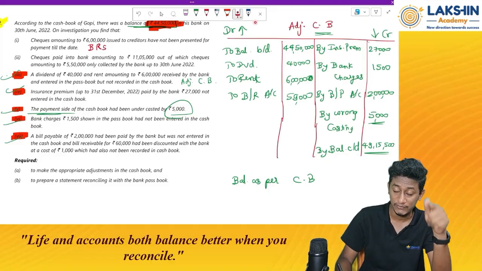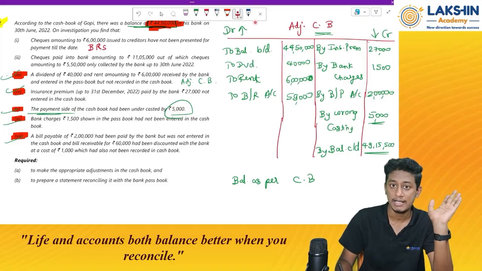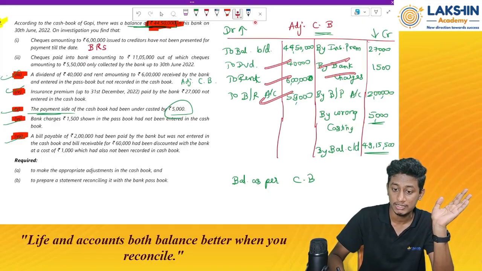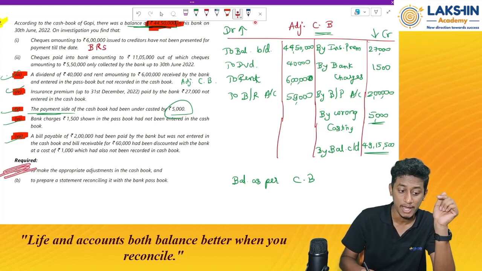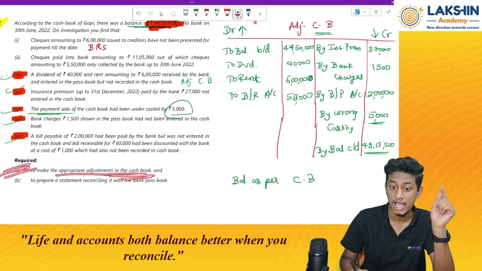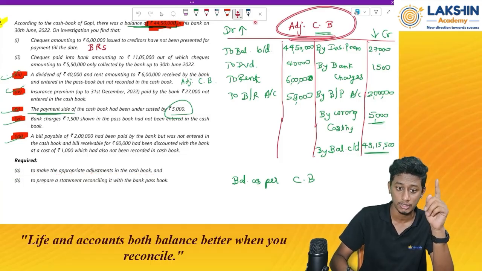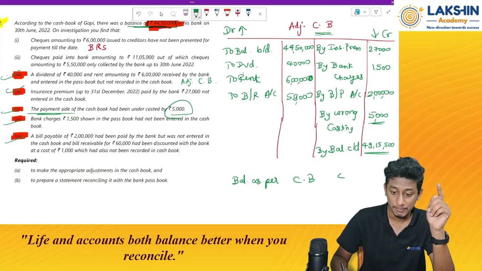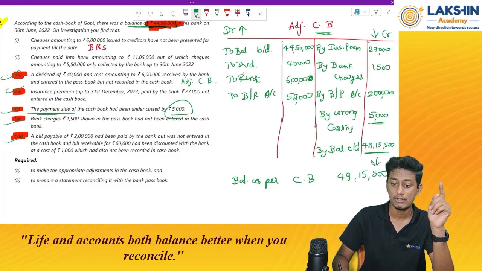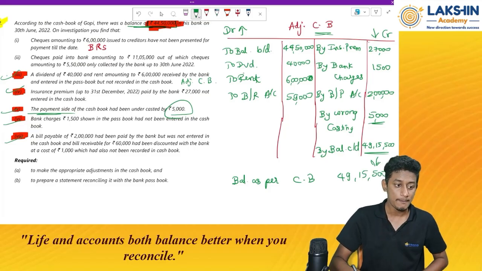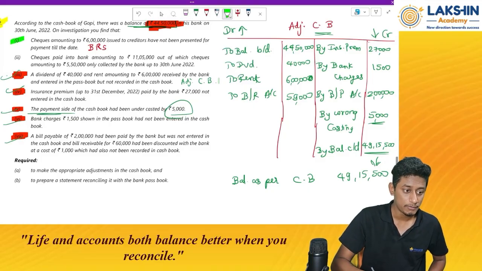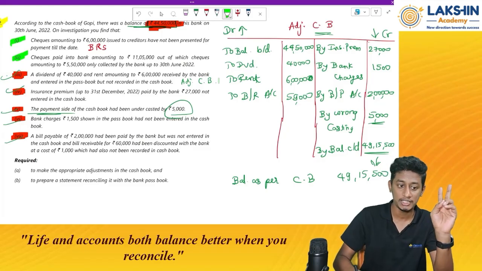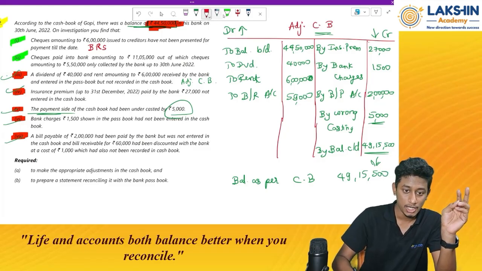But if it was closed already, directly prepare bank reconciliation. All these entries would have come in the bank reconciliation statement. But since the question specifically asks me to prepare the appropriate adjustments in the cash book, I am preparing adjusted cash book. Remember this. So balance as per cash book will be 49 lakh 15,500. This is my opening balance I have taken from the adjusted cash book. Now pass the entries that were remaining. Two entries were remaining to be done in the BRS, right? So look at the question now.